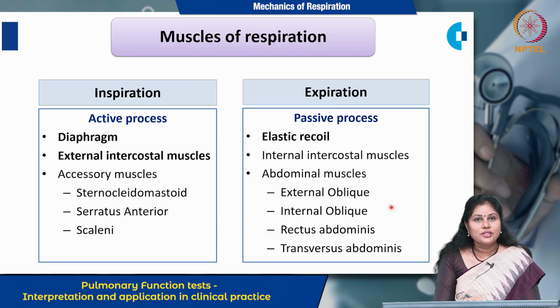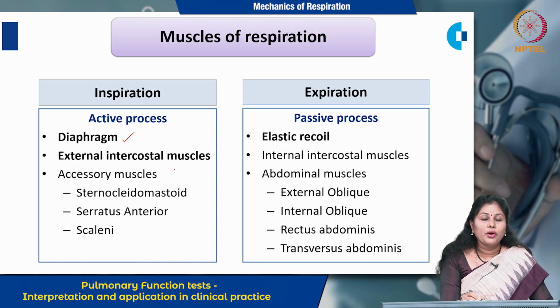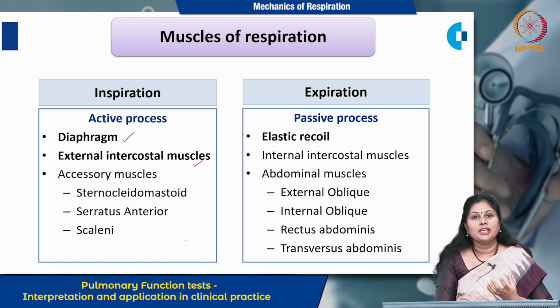First we will see about the muscles of respiration. Respiration includes inspiration as well as expiration. Inspiration is an active process. It is brought about by the very important muscle, the diaphragm. The diaphragm brings about almost 80% of the inspiration. When it contracts, it pulls down the thoracic cavity so that the vertical diameter increases. The other important muscle that helps in inspiration is the external intercostal muscles, which when they contract increase the anteroposterior diameter as well as the lateral diameter of the thoracic cavity.